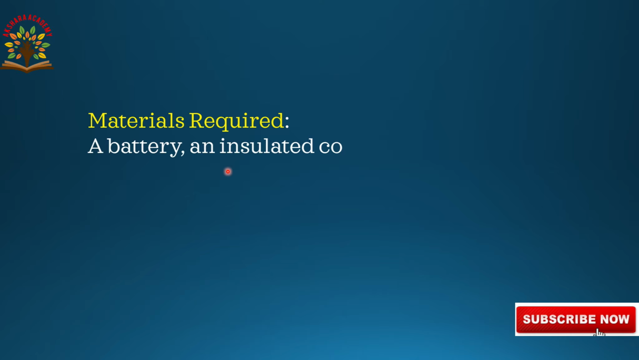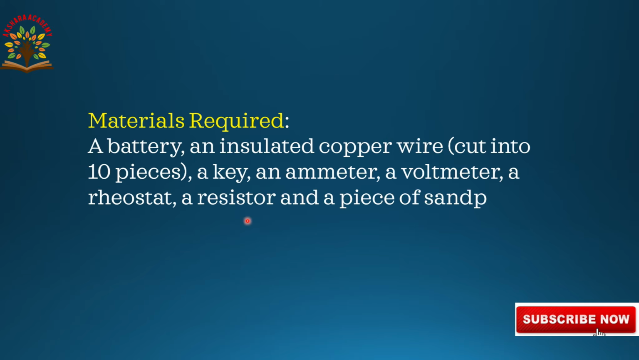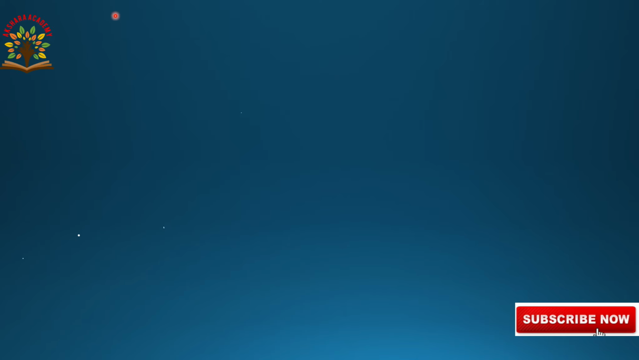And next, materials required: a battery, an insulated copper wire, 10 to 15 pieces, a key, an ammeter, a voltmeter, a rheostat, a resistor, and a piece of sandpaper. Now, let us go to the circuit diagram for Ohm's law.